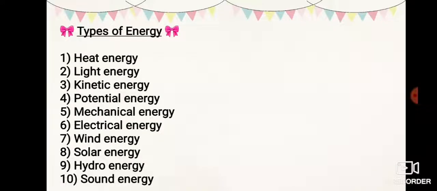Types of energy. Number 1. Heat energy. Number 2. Light energy. Number 3. Kinetic energy. Number 4. Potential energy. Number 5. Mechanical energy. Number 6. Electrical energy. Number 7. Wind energy. Number 8. Solar energy. Number 9. Hydro energy. Number 10. Sound energy. So let us understand these types of energy in detail.